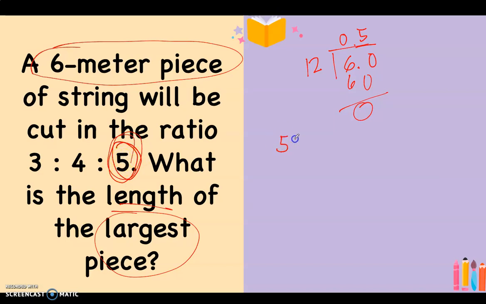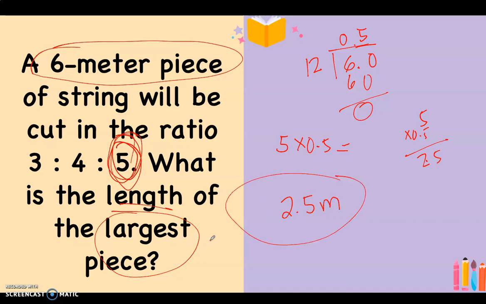We multiply this term, 5 times 0.5, to get the length of the largest piece, because as you can see, this is the largest piece. So we have 5 times 0.5, so we have 2.5. So the answer is, what is the length of the largest piece? The length is 2.5 meters.